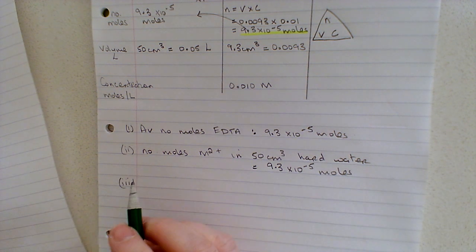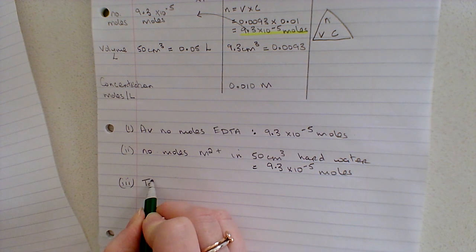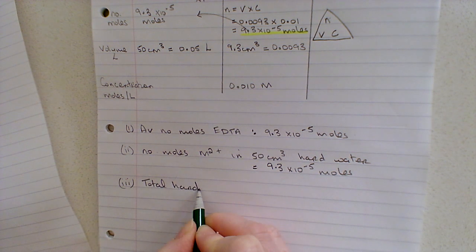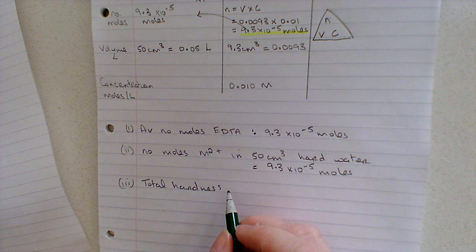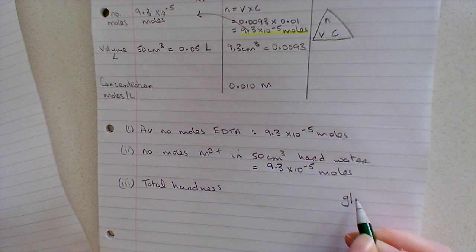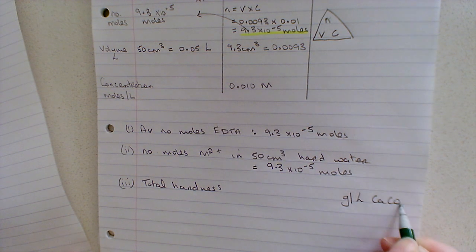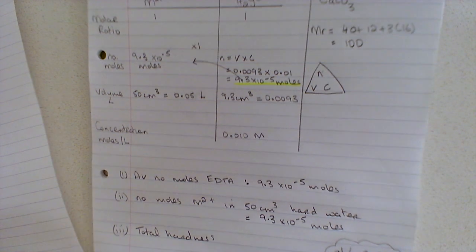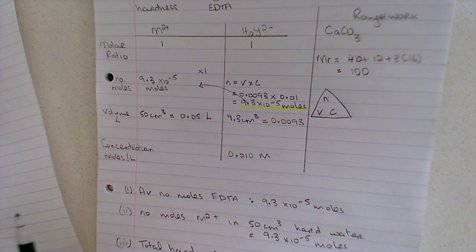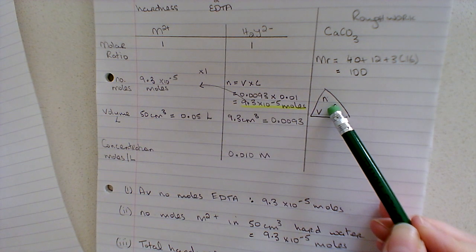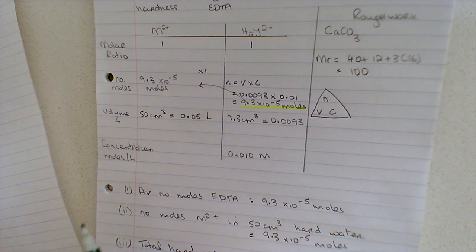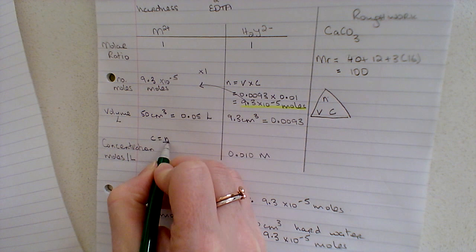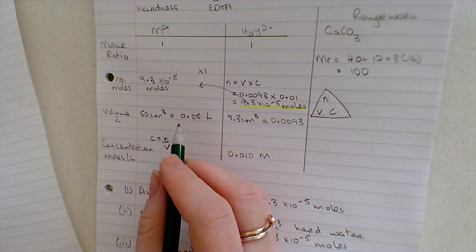Okay, in part 3, I'm asked to find the total hardness, and we want to express that in grams per litre of calcium carbonate. Okay, so they're my units that I want to express my total hardness in. So I need to know the concentration of my hardness in the water. So again, using my not very complicated triangle, if I cover up concentration, concentration is the number of moles divided by volume.